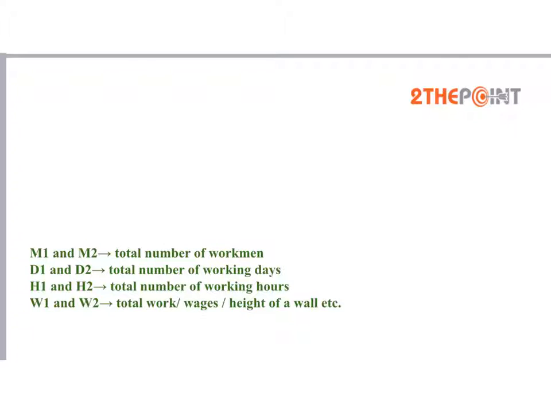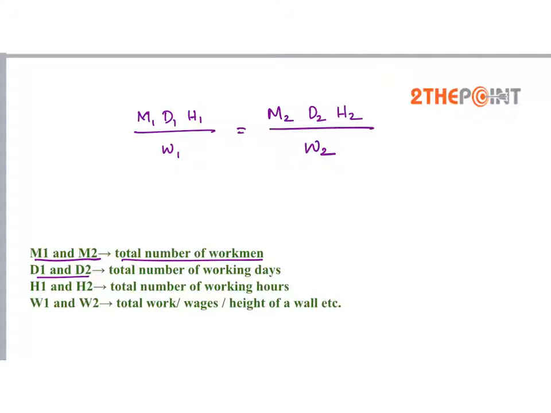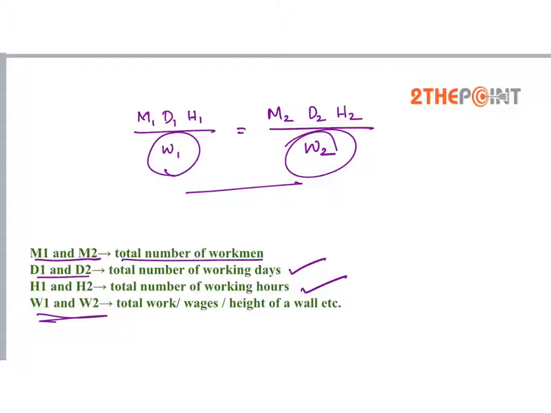Here is one of the important formulas you have to remember, that is M1 D1 H1 divided by W1, which is equal to M2 D2 H2 divided by W2, where M1 and M2 represent the total number of workmen, D1 and D2 represent the total number of working days, H1 and H2 represent the total number of working hours, and W1 and W2 may be the total work, wages or money, or height of a wall, etc. You have to consider only the work in the denominator, whereas the number of workmen, working days and hours should be included in the numerator.